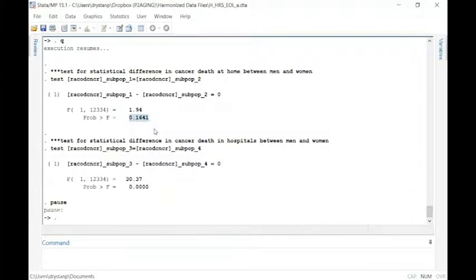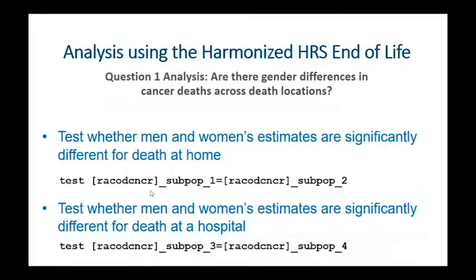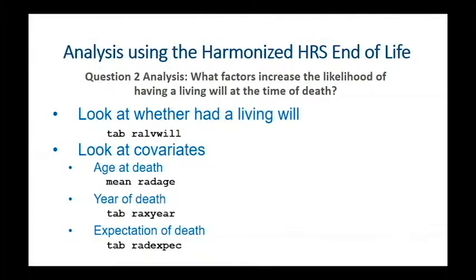If we test for a difference between men and women who died at a hospital, which is subpopulations 3 for men and 4 for women, then we get a probability of 0.0000, which is statistically significant. So there is a difference of dying from cancer for men and women who died at a hospital for our sample. So that concludes the first research question.